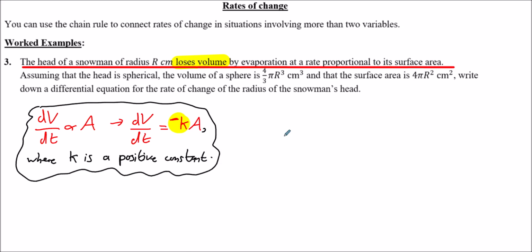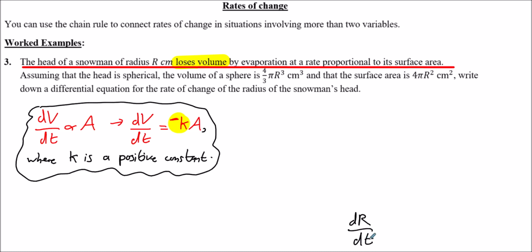We're going to assume the head of a snowman is spherical and its volume is therefore 4/3 pi capital R cubed, because we're talking in terms of capital R, because that's the head of a snowman. Maybe its name is Robert, or maybe it's Rosie or something, so R for respect. And the surface area of it is 4 pi capital R squared. So we need a differential equation for the rate of change of the radius of the snowman's head. So our target is essentially the rate of change of the snowman's head, which is dR by dt.